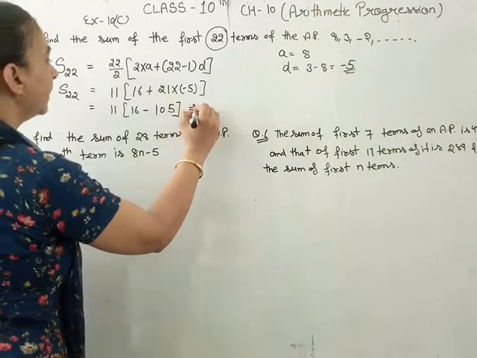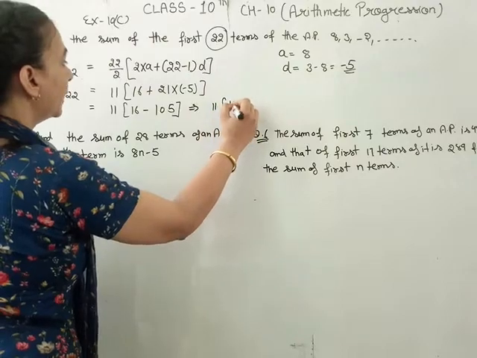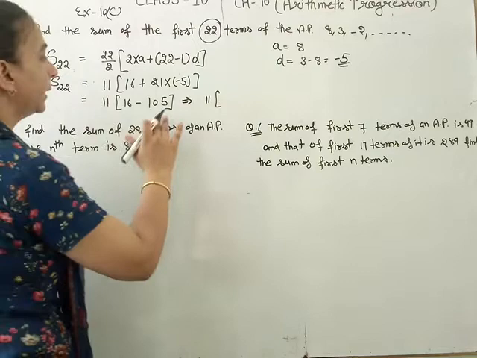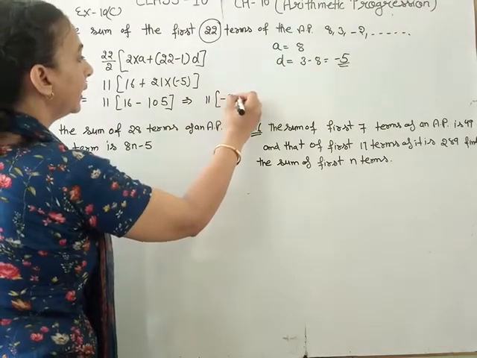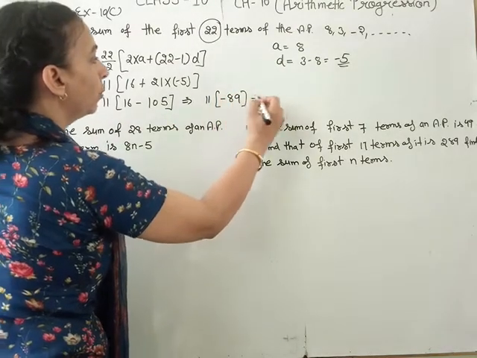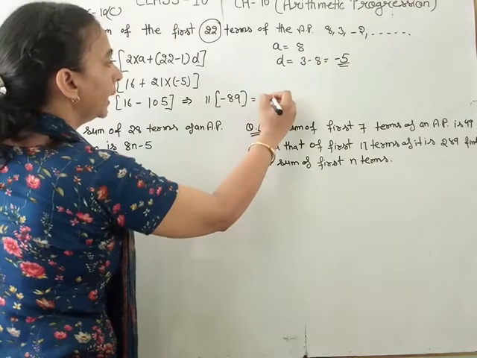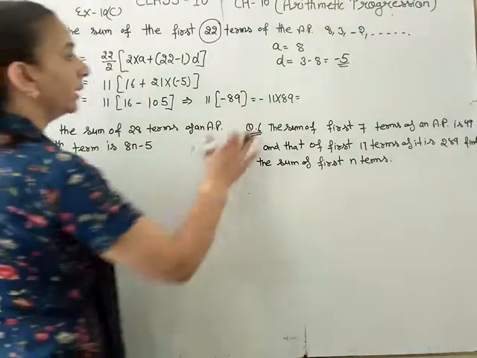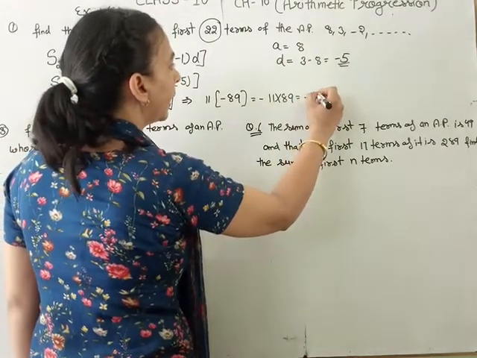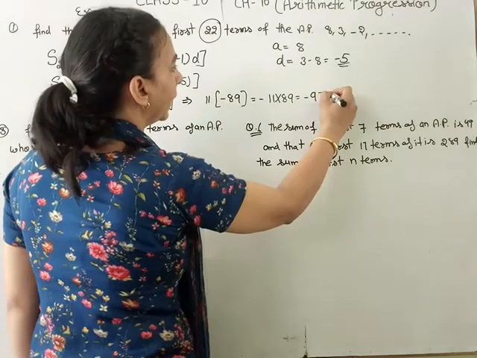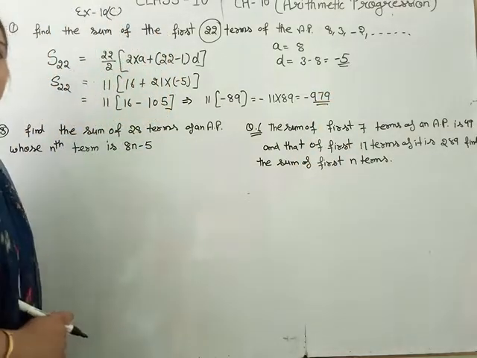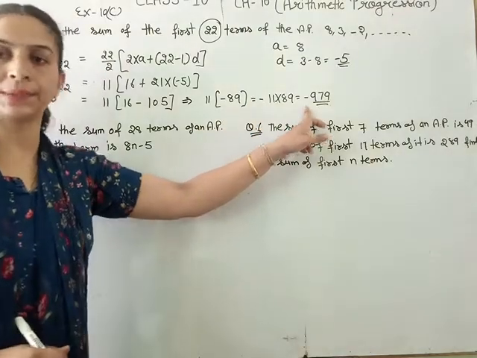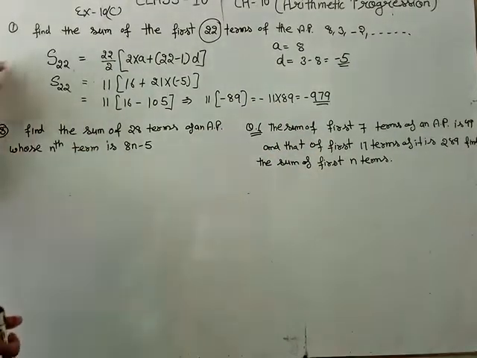This implies 11 into (16 minus 105), and this equals minus 89. So it is minus 11 into 89, and this equals minus 979. This is the multiplication, and the sign is minus. Then next question; this was question number one.